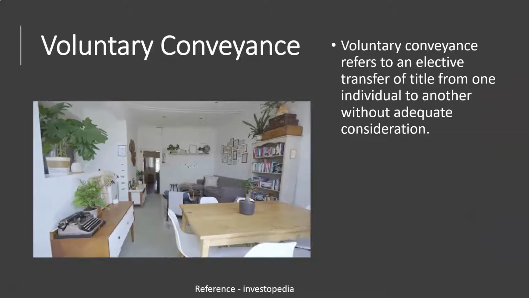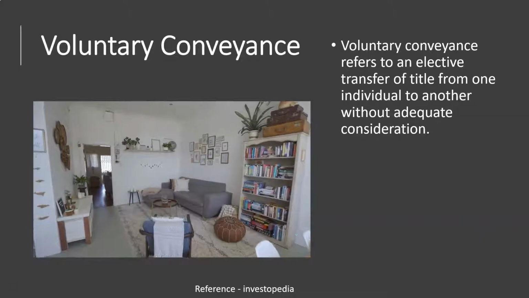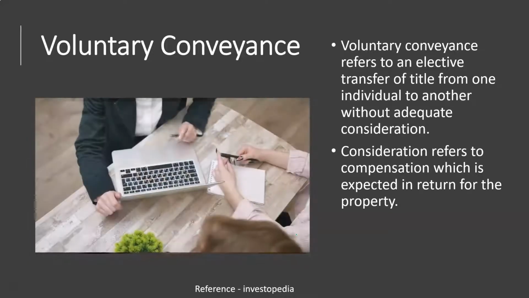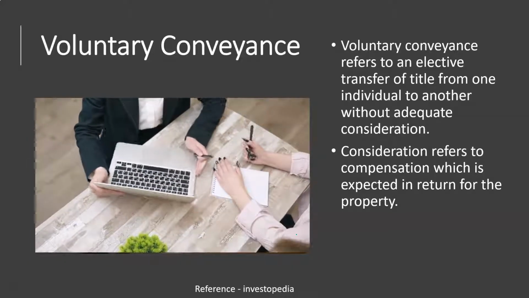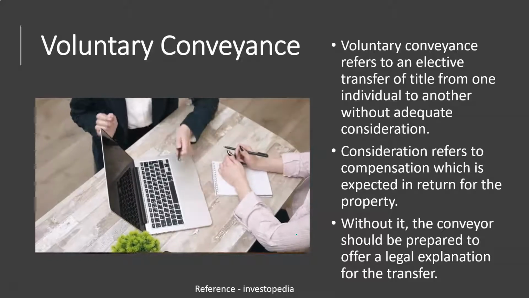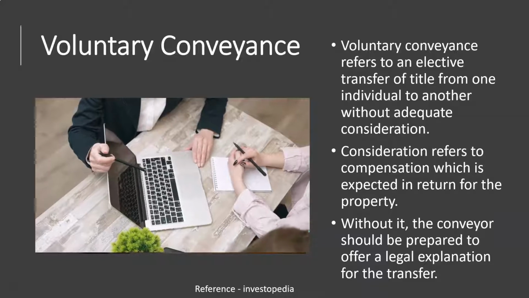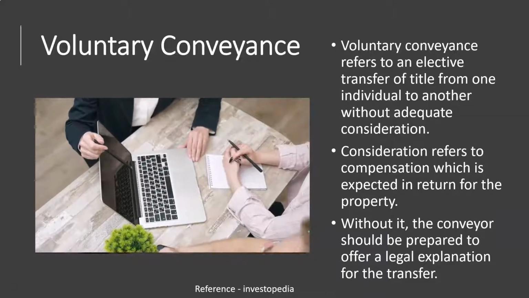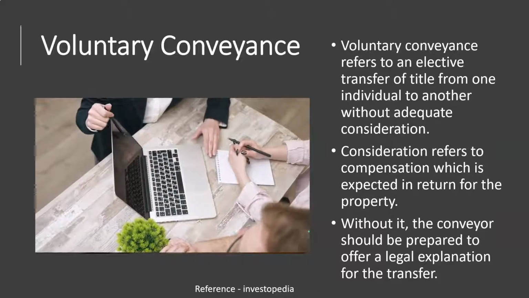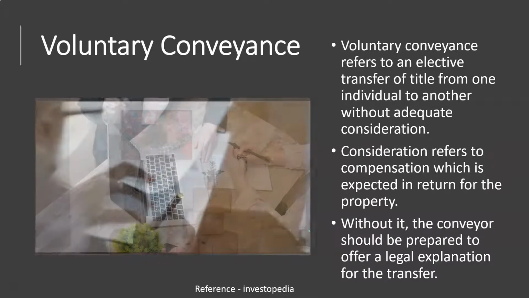Voluntary conveyance. Voluntary conveyance refers to an elective transfer of title from one individual to another without adequate consideration. Consideration refers to the compensation which is expected in return for property. Without it, the conveyor should be prepared to offer legal explanation for the transfer. So in other words, if you have voluntary conveyance, usually if there's a sale on the market, there needs to be consideration, meaning payment.